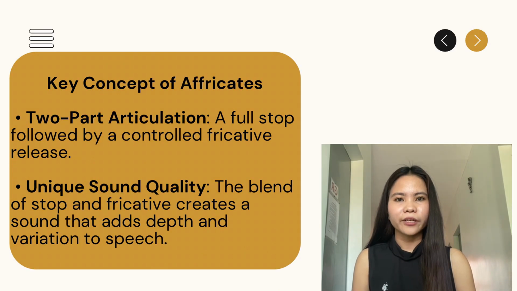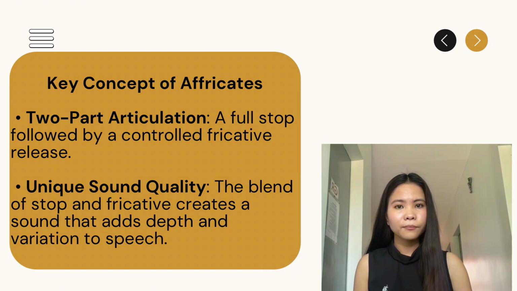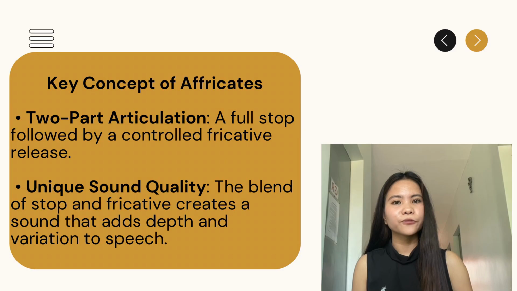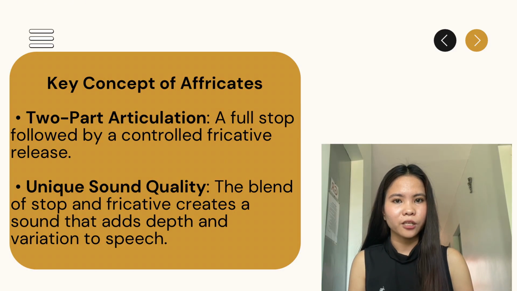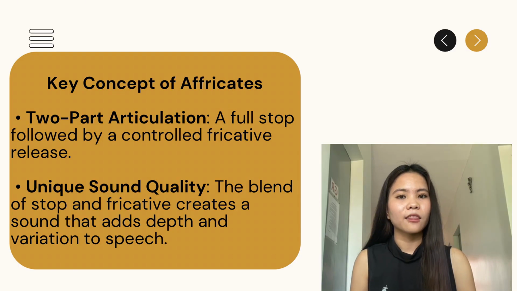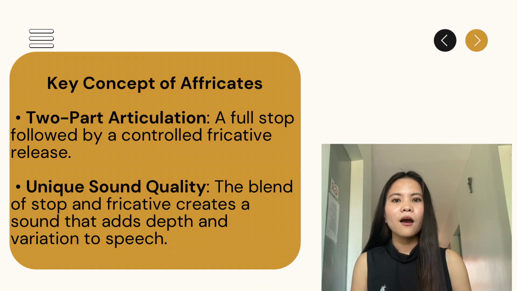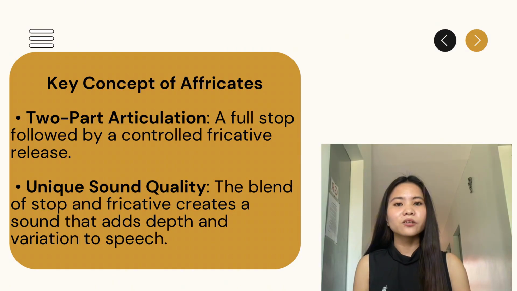The key to affricates lies in this sequence. A full stop followed by a controlled fricative release. This two-part manner of articulation creates a sound that has elements of both the crispness of a stop and the softness of a fricative. By combining these manners, affricates provide an interesting variation that adds richness to speech sounds.